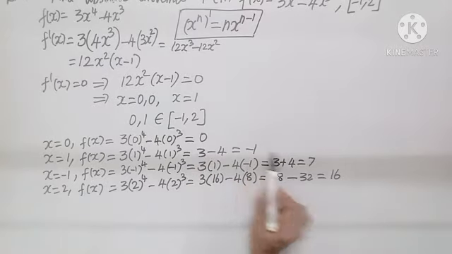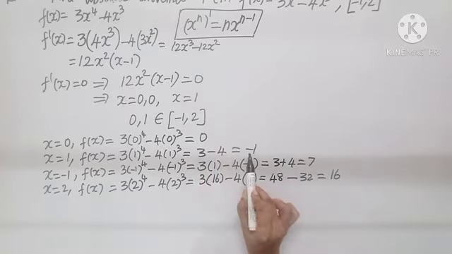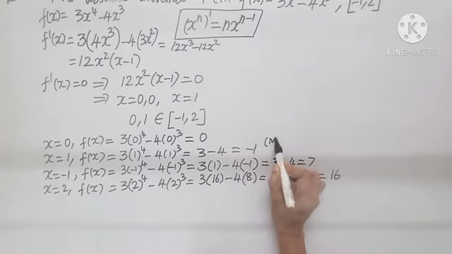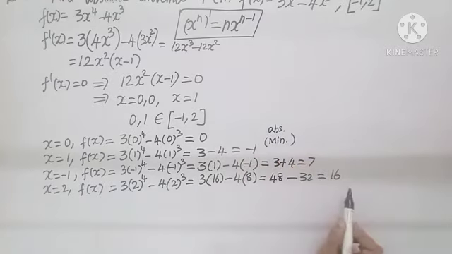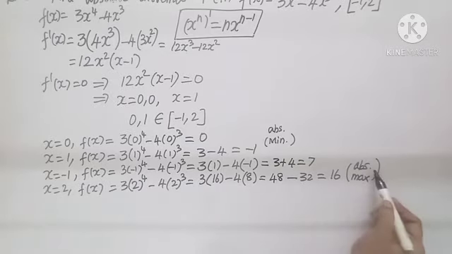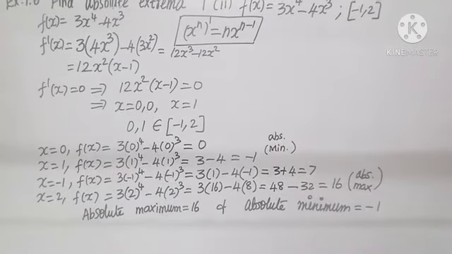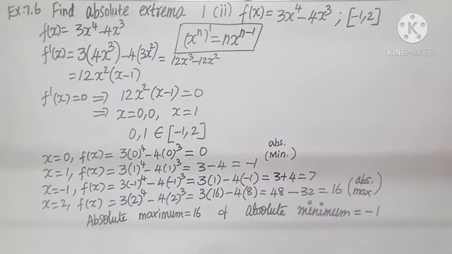Out of all the answers, check which is minimum. 0, minus 1, 7, 16. In all the four answers, minus 1 is the minimum. Call it as absolute minimum. In all the four answers, 16 is the maximum. Call this as absolute maximum. Absolute maximum 16 and absolute minimum is minus 1, and that is the answer.